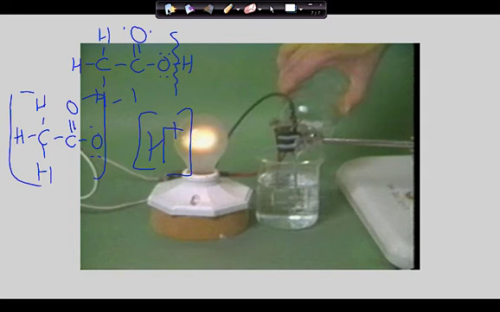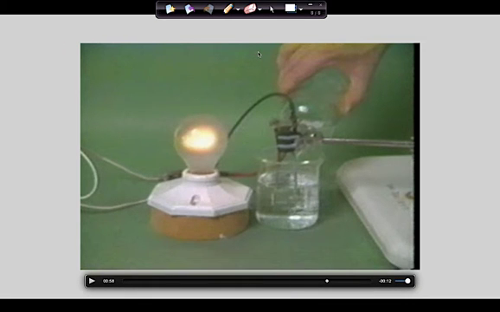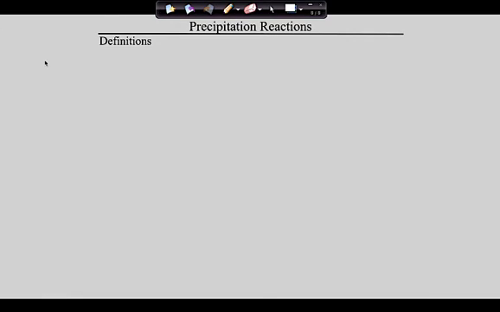Okay. So guys, we've got one more thing to do. Now that we understand weak electrolytes, strong electrolytes, and non-electrolytes, what we're going to do now is wrap up today by talking about precipitation reactions. So let's briefly write down some definitions, and then here's what's going to happen.